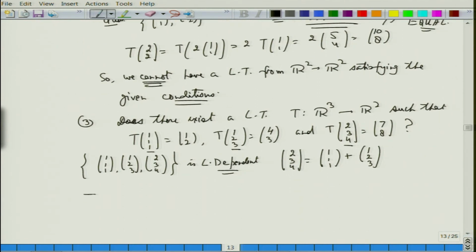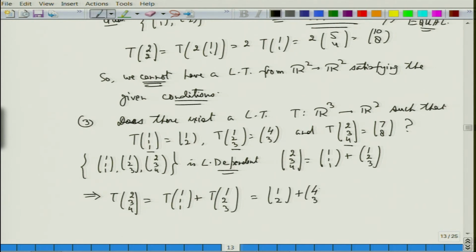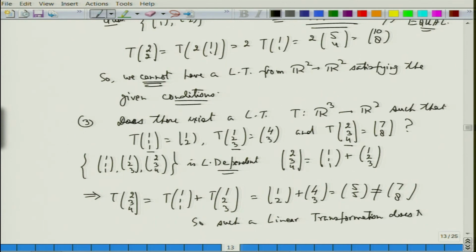So, this implies that T of (2, 3, 4) should be equal to T of (1, 1, 1) plus T of (1, 2, 3), which is the same as (1, 2) plus (4, 3). So it should be (5, 5), which is not equal to (7, 8). So such a linear transformation does not exist. Is that okay?